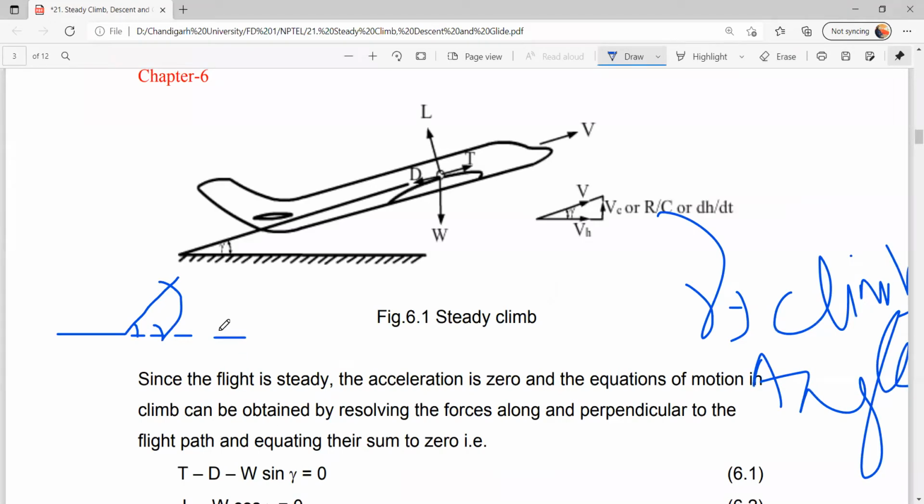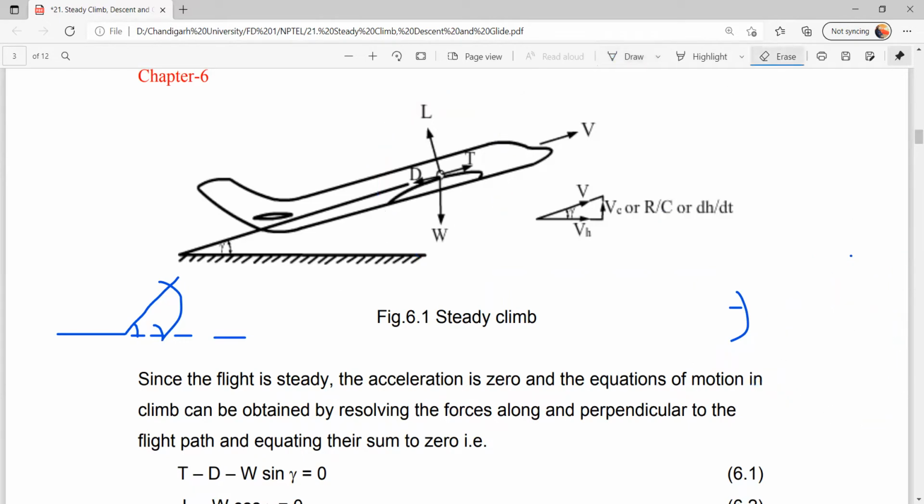Depending upon this climb angle, all the forces will also change. So how it is going to change and what parameters are important for calculating the climb performance, that we will see in this entire session. Okay, right. So it is going in an inclined manner. What will happen surely?